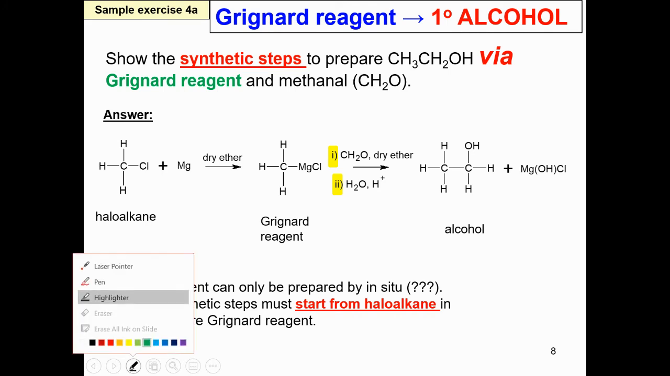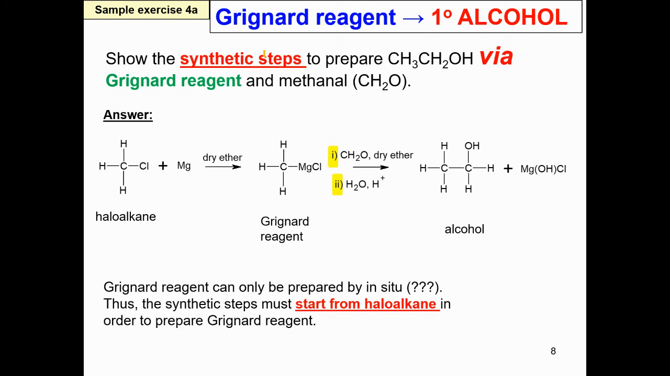Now we go to the synthetic pathway, the synthetic steps. You can see here is preparing alcohol via Grignard reagent and methanol. We must always start from Grignard reagent. However, Grignard reagent is prepared in situ. It can only be prepared on the spot. It's not like we can prepare and keep it and then pour it and let it react. It must be prepared on the spot.